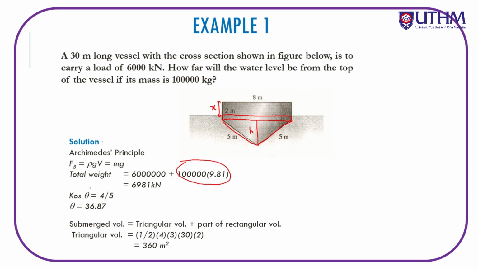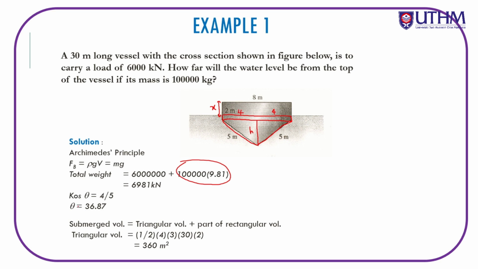Daripada soalan ni, kita nampak yang dia pakai konsep Soh Cah Toa. Dia pakai cos, which is cos theta equal to adjacent over hypotenuse. So hypotenuse kita dah tahu, adjacent kita just bahagi 2 lah. Kita nampak kat atas ni 8 kan. Full panjang ni 8, so bagi 2 lah, which is belah sini 4, belah sini juga 4. Yang kita tak tahu adalah height.